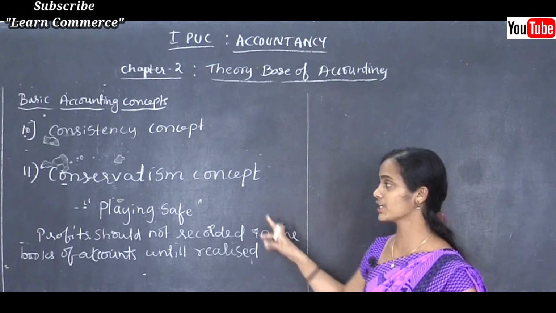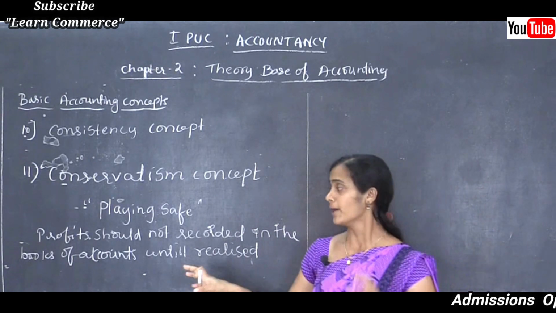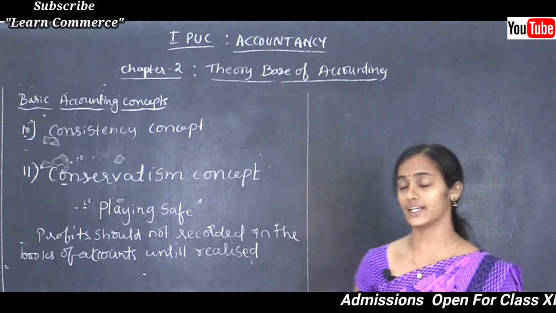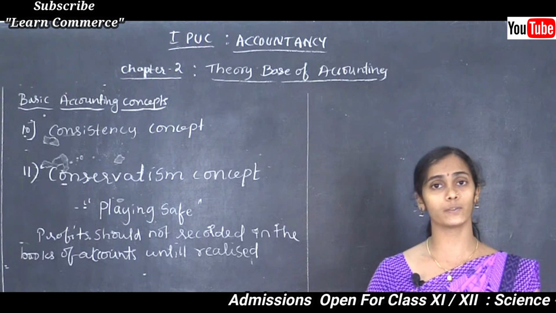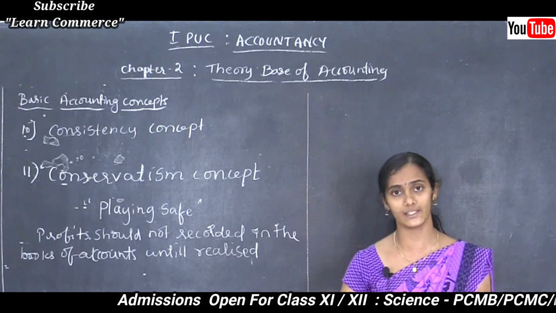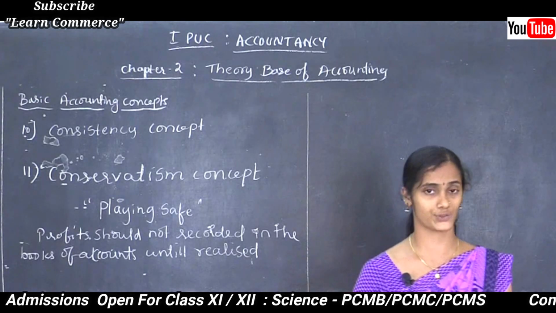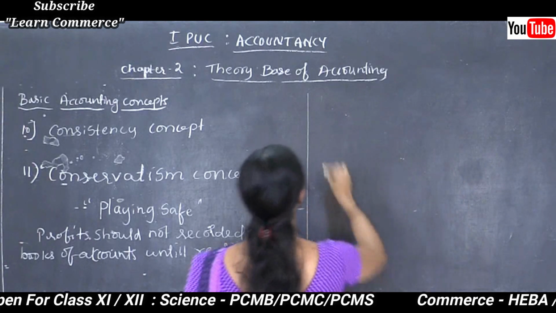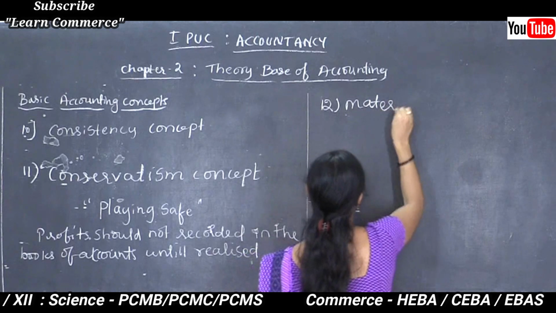Getting my point? That is the conservatism concept. According to this, profits should not be recorded until realized, but all losses, even those with a remote possibility, we should record in the books of accounts. Let's move to the next one, the materiality concept.